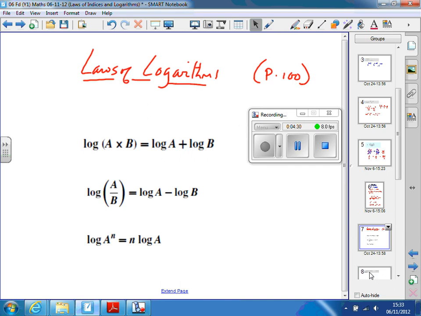So what I need you to do is just make a note of these 3 laws of logarithms, which summarizes them. If I want to multiply 2 numbers together, I add the logarithms. Similarly, we could have shown that if I want to divide 2 numbers, I subtract the logarithms. And finally, if I want one number raised to a power, I multiply the logarithm by the power. These are the three laws of logarithms that we'll use a lot.